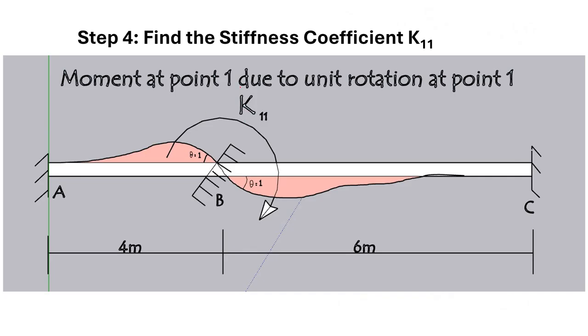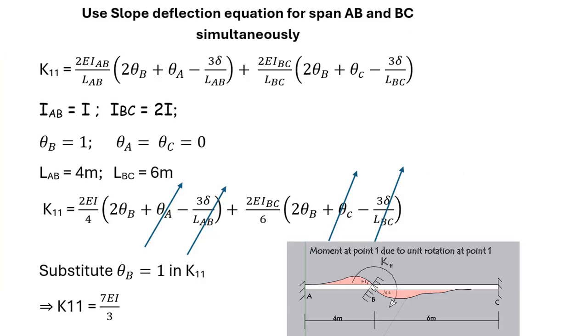Yeah, here you can see the moment at point 1 due to unit rotation at point 1. Now here, as I already explained, 1 stands for the stiffness. So here it is the moment at the point 1 due to unit rotation at point 1. So this 1 corresponds to this point 1, that is rotation, and this one corresponds to this moment. Okay, this you have to remember throughout this derivation.